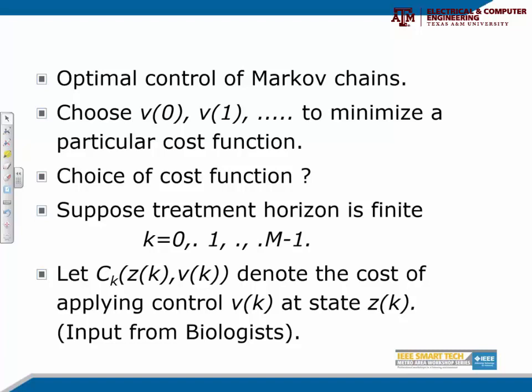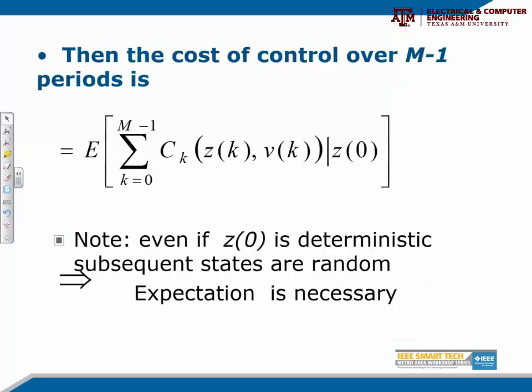And to make sure that this problem relates to the real world, you have to take a good amount of input from biologists, okay? It has to make biological sense, right? Otherwise, it'll just be a math problem. So then the cost of control over m-1 periods will be just the summation of these costs at each time step, right? And again, these are random quantities, so you will have to take an expectation which is conditioned on the initial starting state, right? And note here that even if Z0 is deterministic, because the state transitions are probabilistic, you would have to take the expectation to average out the effects.